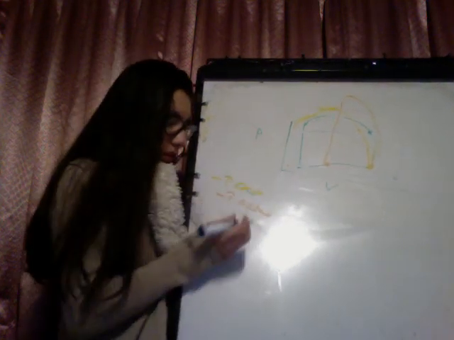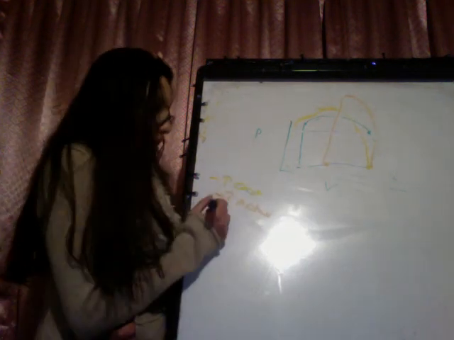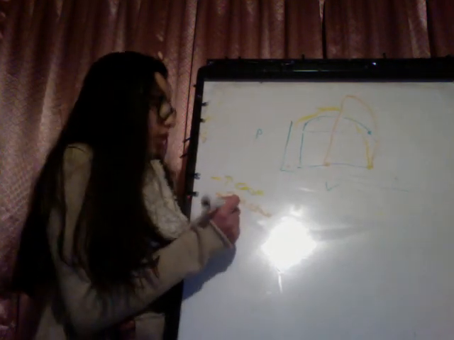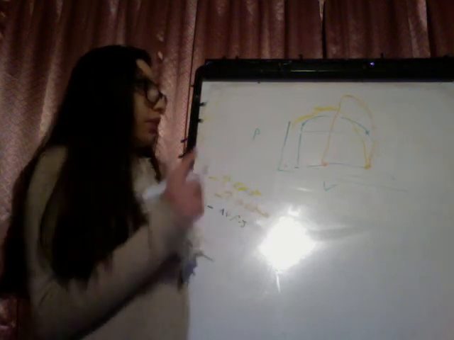The blue one. Well, that blue one was an AV fistula. Those two things increase preload and decrease afterload.